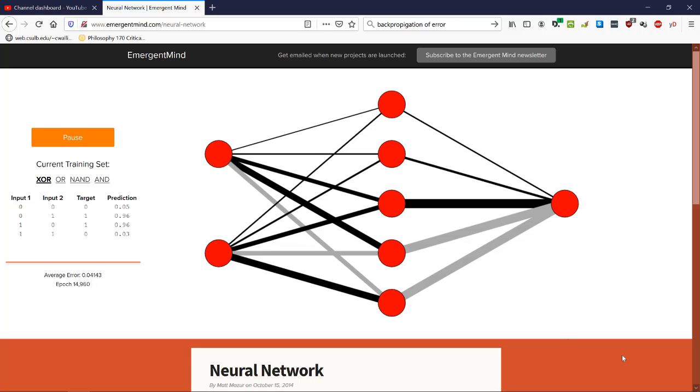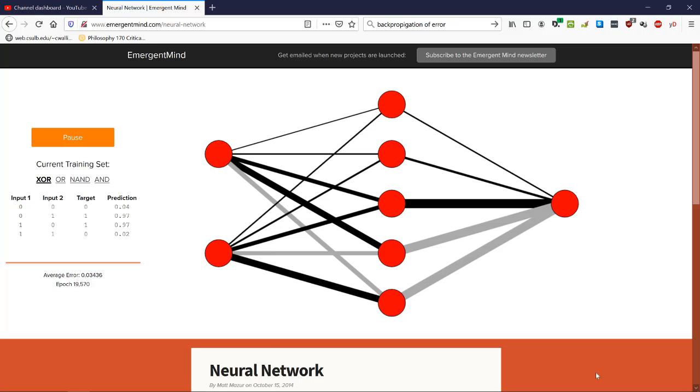And the thickness of the connection tells you how big the weight is, that is how much the weight is. So thin lines have low weights, they don't pass on a lot of activation or inhibition, and thick lines have big weights and they pass on a lot of activation or inhibition.